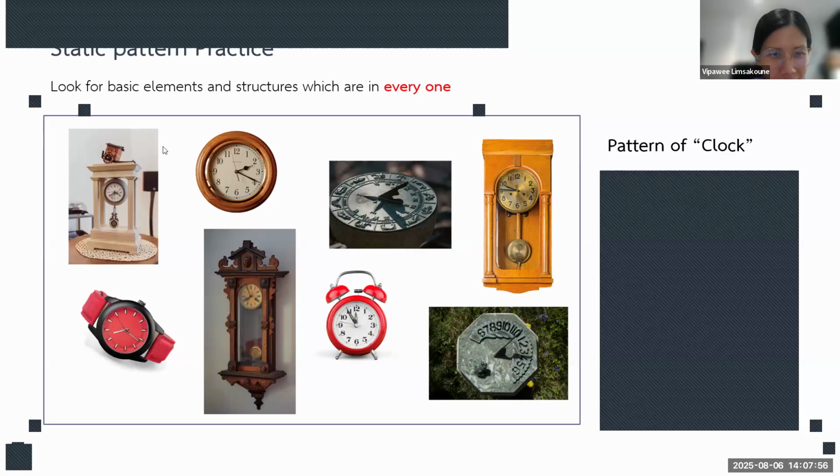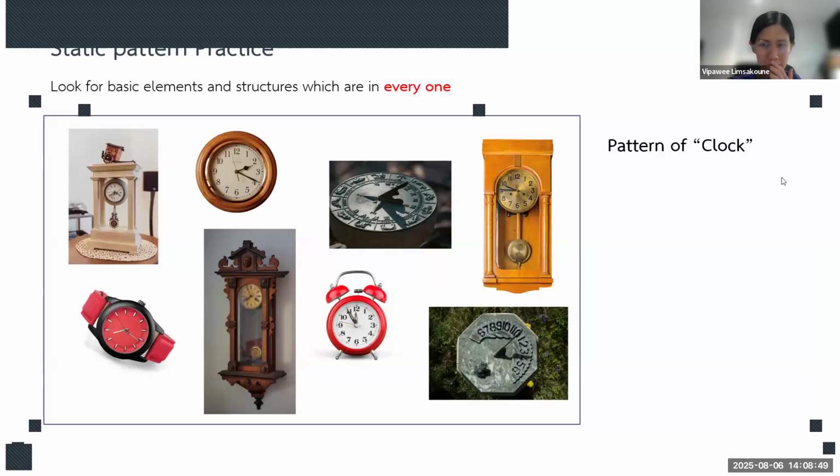Anything else that you see here in addition to the 12 numbers? I mentioned it in the other slide before as well, right? The arrow, right? We see the arrow. Even the sun clock has an arrow as well. Anything else? For these pictures, it looks more like a round shape to me. So that will be the common or the basic elements of the clock here.